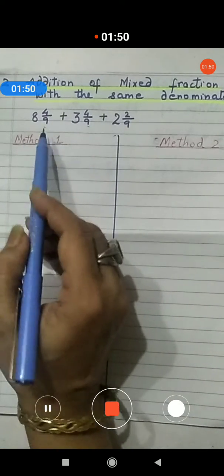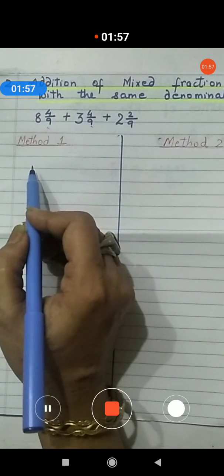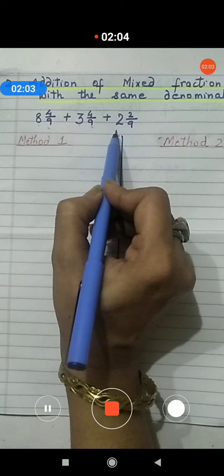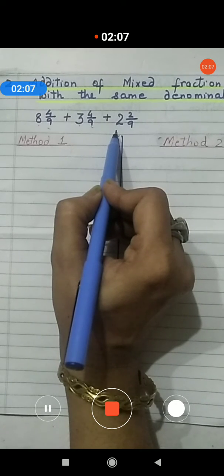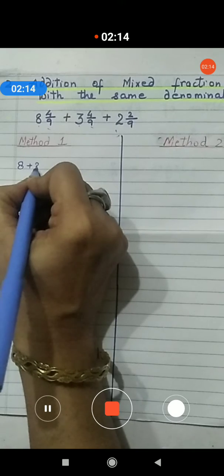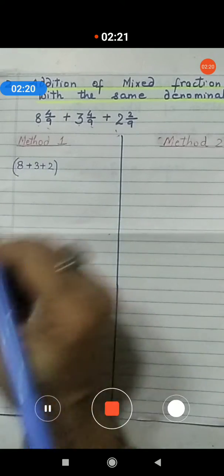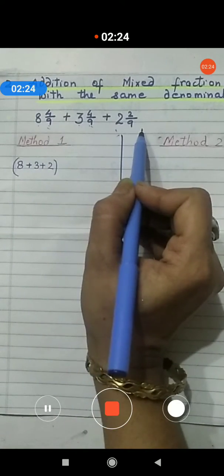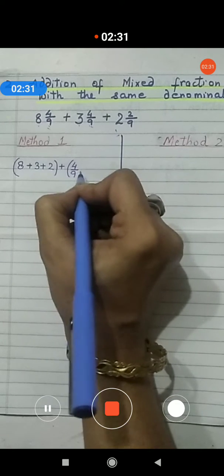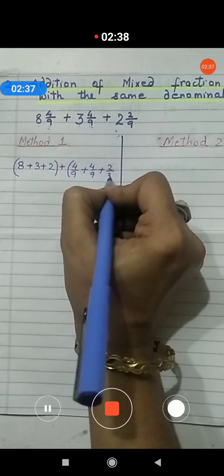In the first method, we will add the whole numbers 8, 3 and 2. So first we are going to add the whole numbers. Let's take them separately: 8 plus 3 plus 2. So we have first taken the whole numbers, and now we are left with the like fractions. So we take these in one bracket: 4 upon 9, again 4 upon 9 and 2 upon 3.